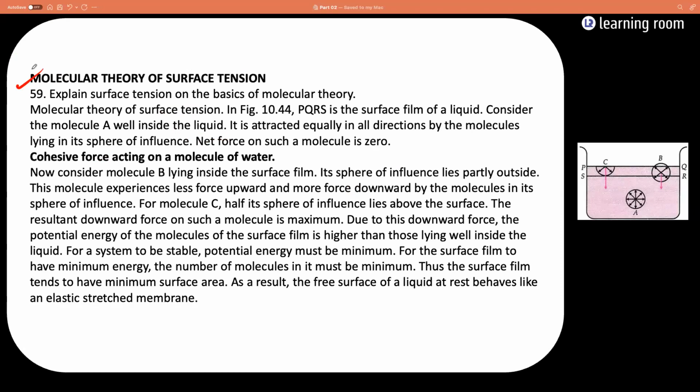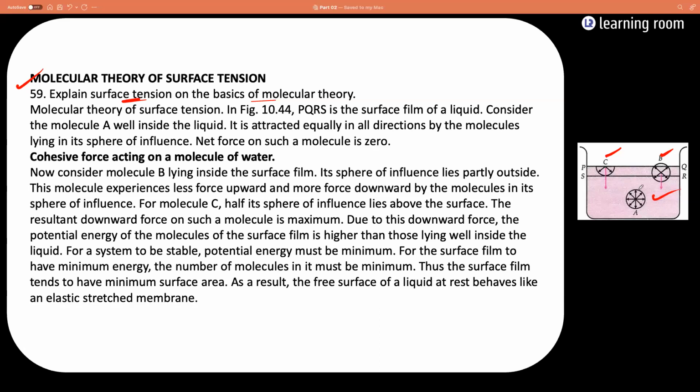So, the molecular theory of surface tension. Let's observe what is the reason behind surface tension existing. They might ask you this question also: explain surface tension on the basis of molecular theory. So if I take the surface of the liquid and consider three molecules, where one of the molecules is inside the liquid, then let us consider two more molecules. One is slightly below the surface, which is B, and the other one is exactly on the surface, which is C.